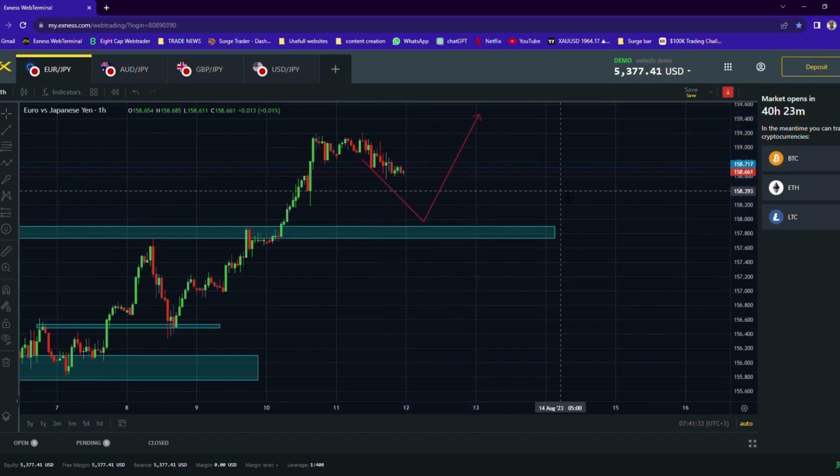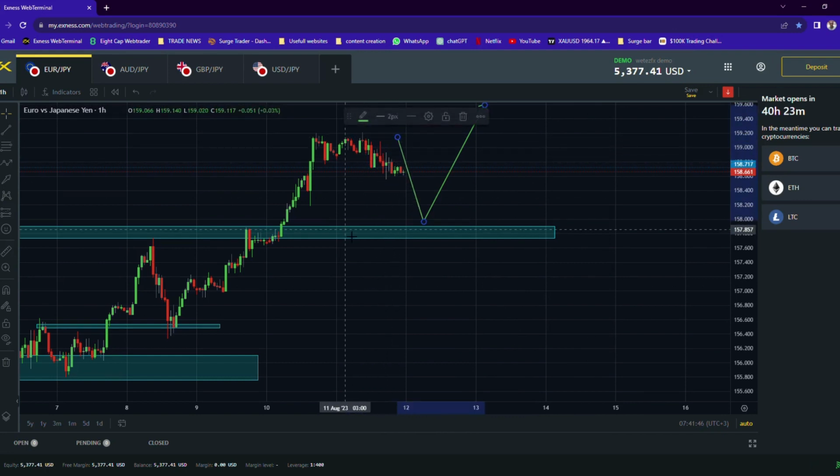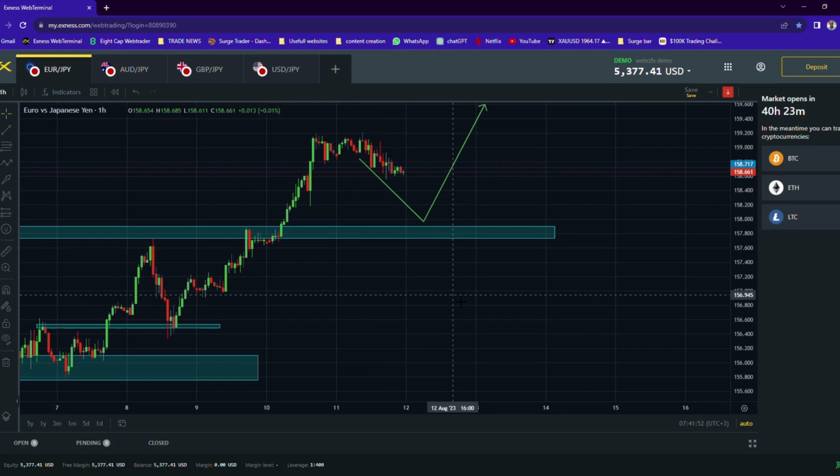So we are expecting this move, and anyone following this weekly analysis, try to keep an eye on Euro JPY, because it has already broken the resistance and it's making a market correction. Coming next week, we are going to be waiting for Euro JPY.